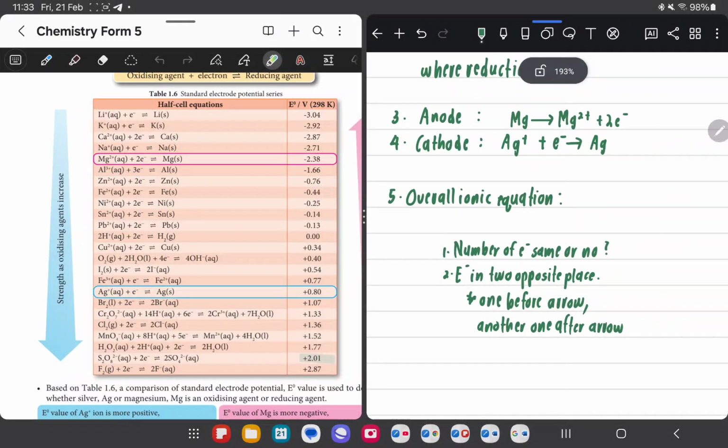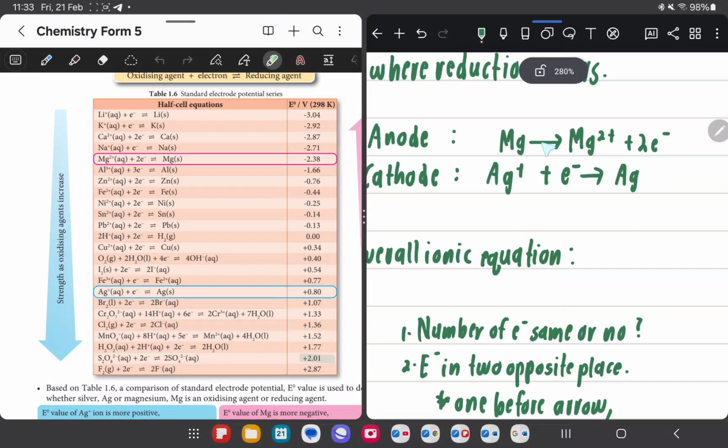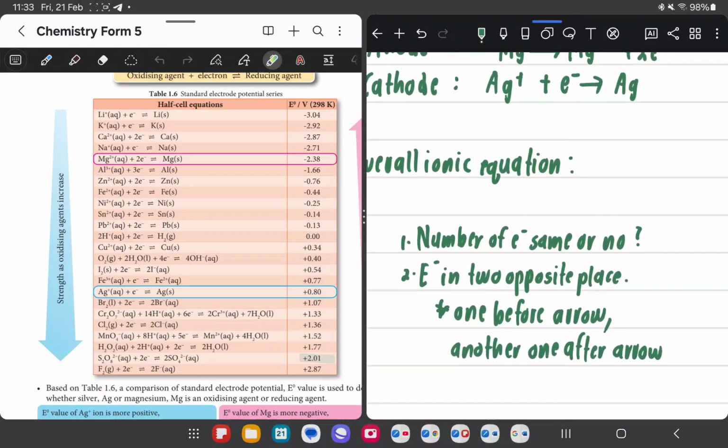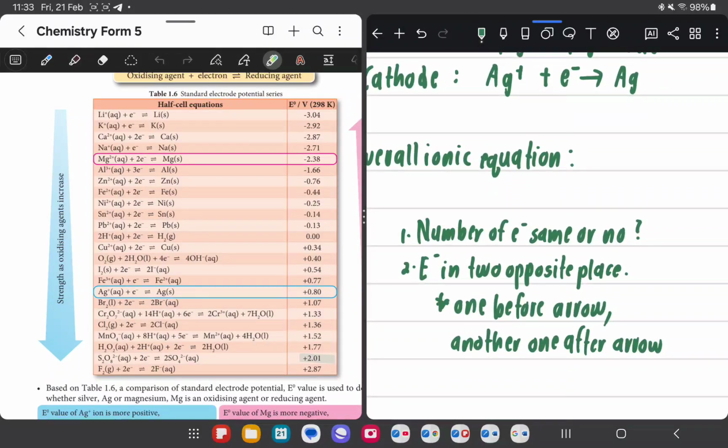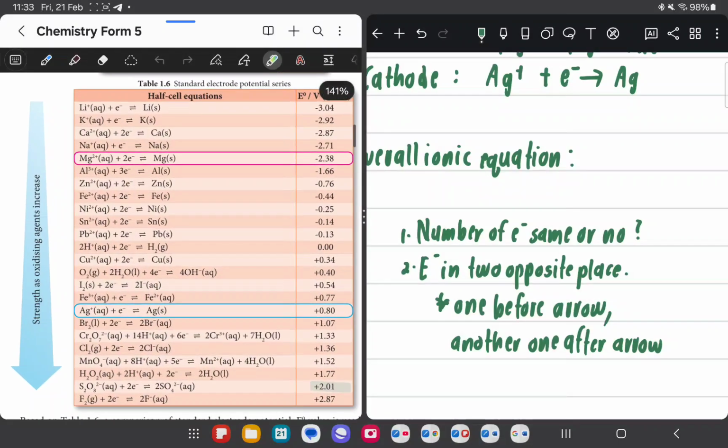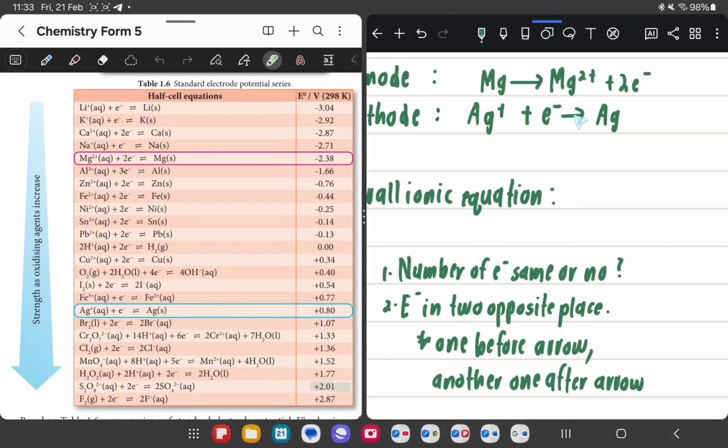So what I'm trying to say with before and after the arrow is like this. You look at your electron: is it before the arrow or after the arrow? After the arrow, right? So your second should be before the arrow. Understand? It cannot be both after the arrow or both before the arrow. It's wrong. So that is what I'm trying to say in your second rule. In most cases the second rule will be satisfied. If you use your table properly for oxidation and reduction, then it's not an issue. So one is before the arrow, another is after the arrow, so it's correct.